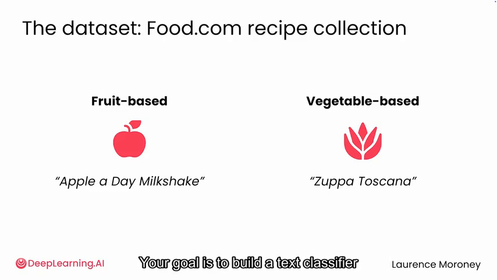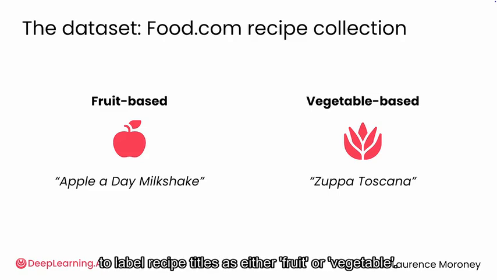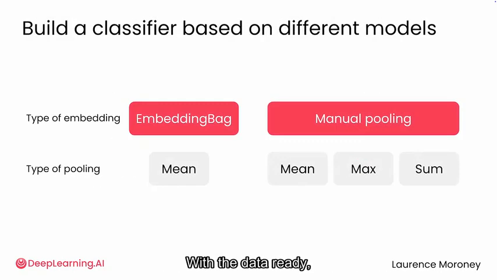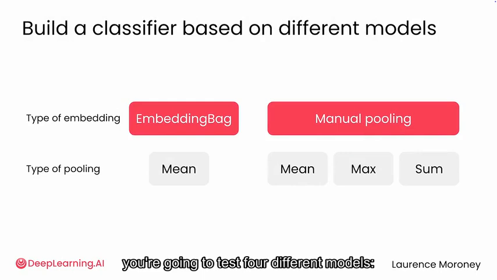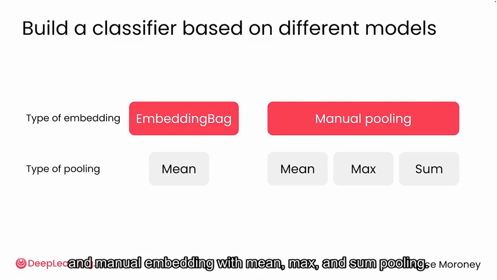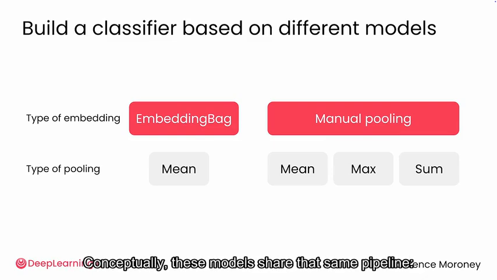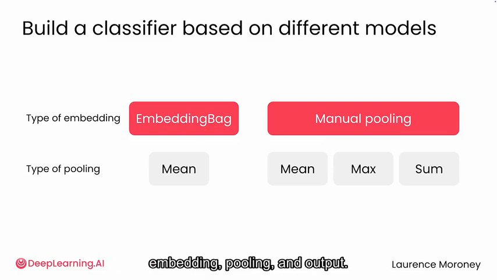Your goal is to build a text classifier to label recipe titles as either fruit or vegetable. With the data ready, you're going to test 4 different models: embedding bag with mean pooling, and manual embedding with mean, max, and sum pooling. Conceptually, these models share that same pipeline: embedding, pooling, and output.